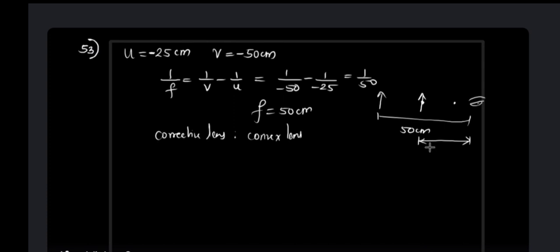least distance of distinct vision for a normal eye, that is 25 centimeter. If I place the object at 25 centimeter, the image should be formed over here. This is object. The image should be formed over here. Okay, so for this, what lens should be used over here? A convex lens having focal length equal to 50 centimeter.